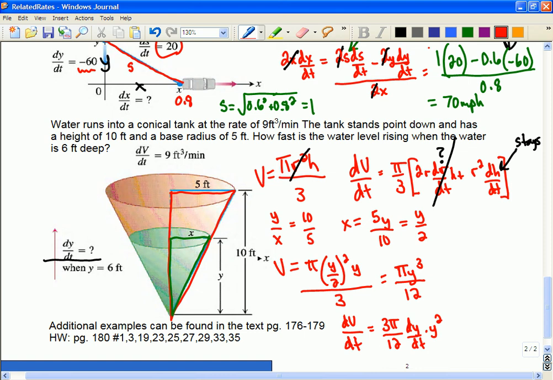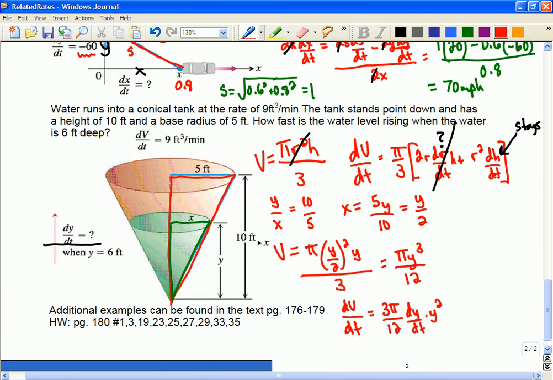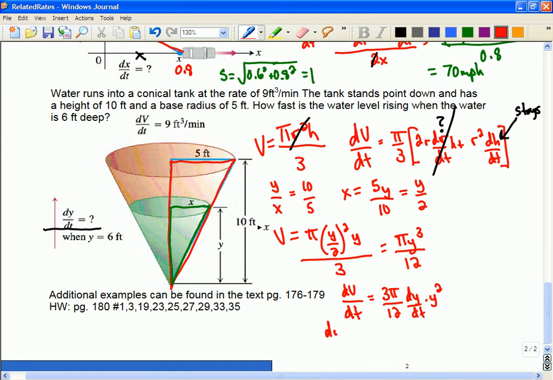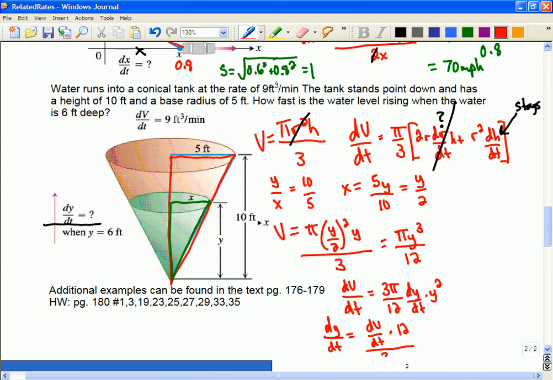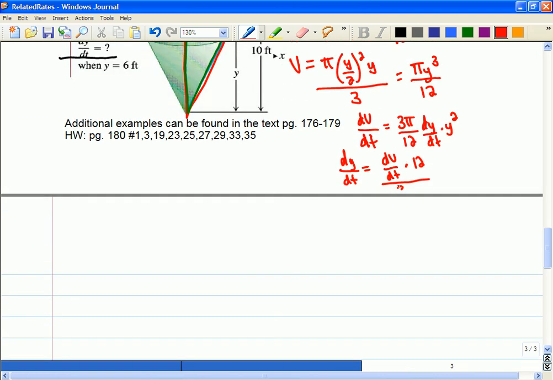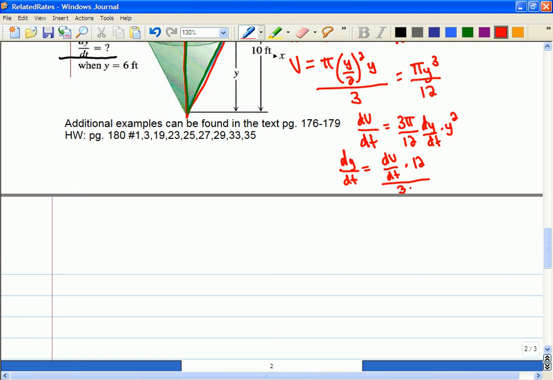So I'm going to rearrange it then and solve for how fast the height is changing. So that means dy/dt is going to be the change in volume, 12 goes up, and 3 pi is on the bottom, and so is y squared. Running out of space here. So I'll just simplify it while I'm waiting for you to finish copying that.